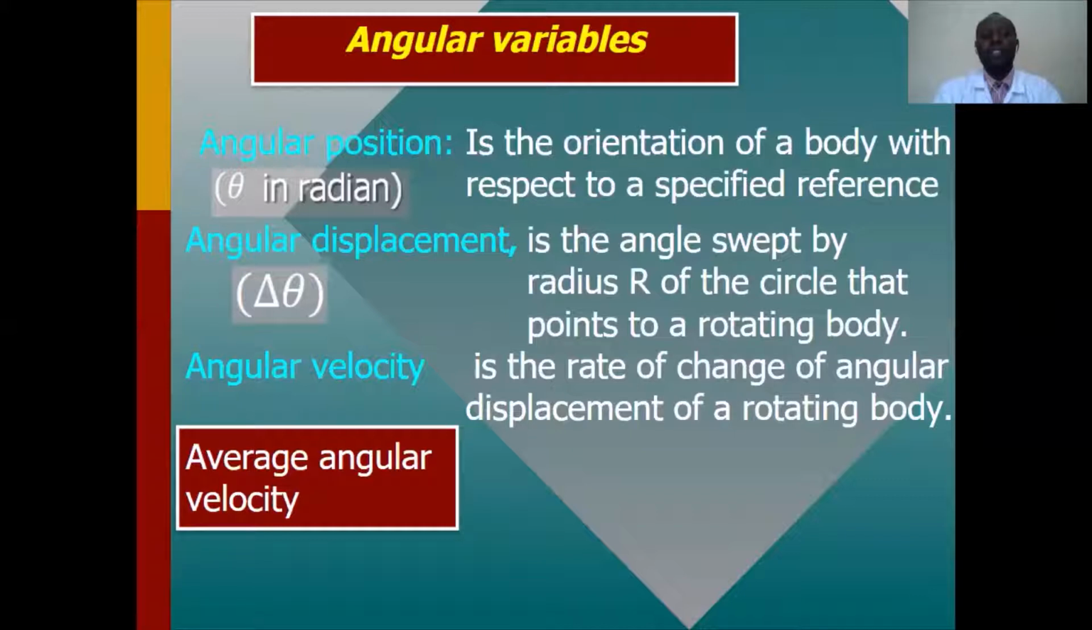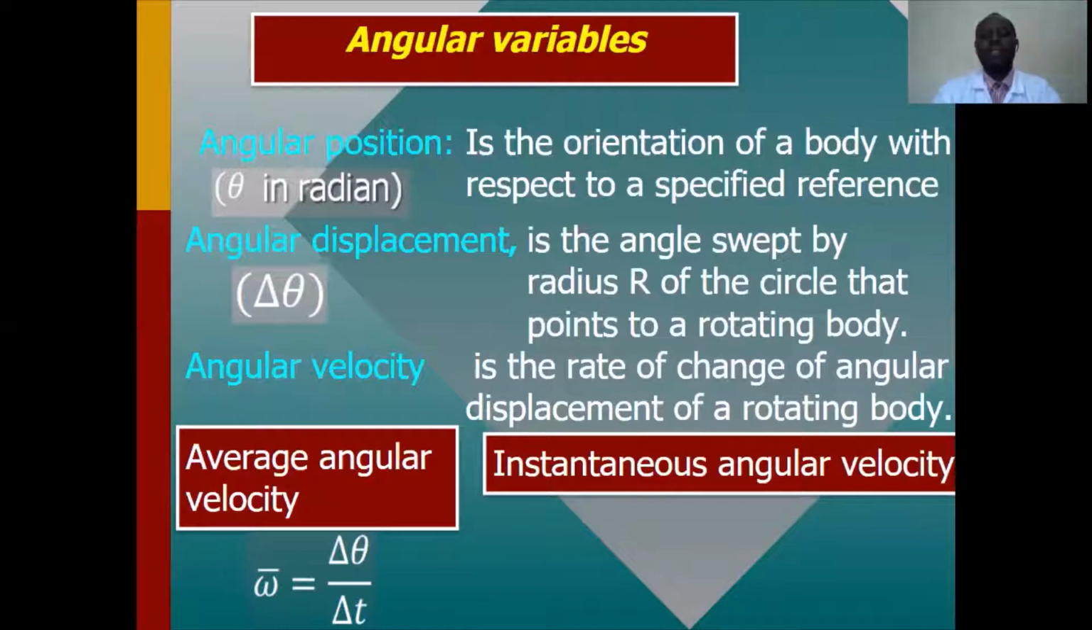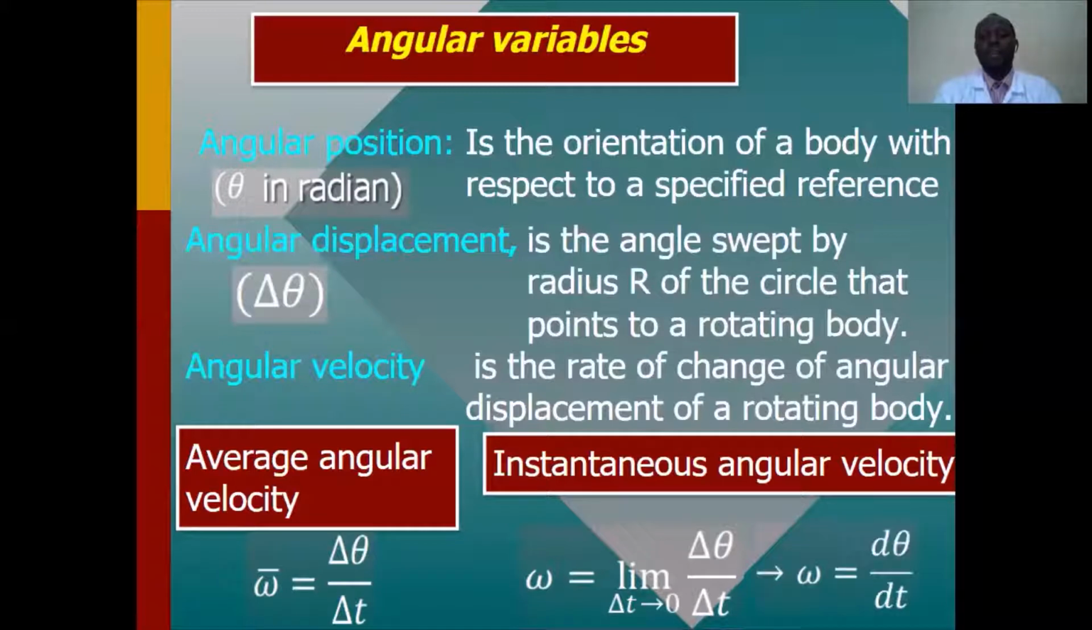Average angular velocity, which is equal to the angular displacement divided by the time interval. And we have instantaneous angular velocity equivalent to the limit when the variation of time tends to be 0 of the average angular velocity. And that is the derivative of angular displacement theta with respect to time t.